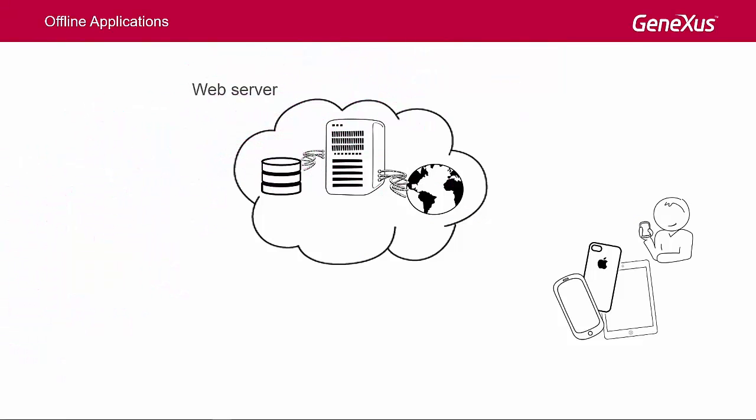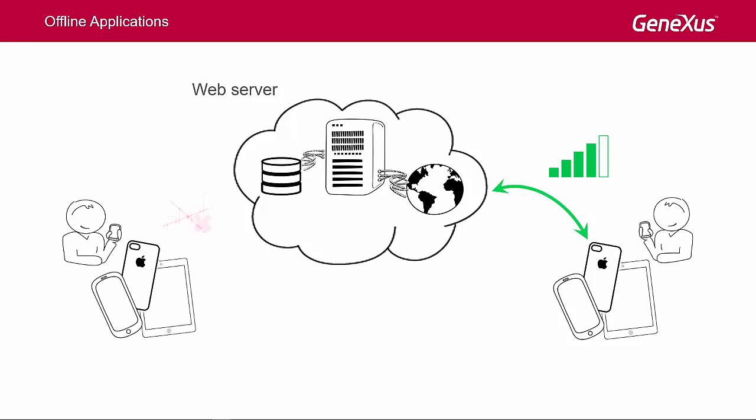So far, we've assumed that the mobile application always had to be connected to the server in order to work, accessing the REST services, and through them the database hosted on the server. However, GeneXus allows us to create mobile applications that can work partially connected or even completely disconnected from the web server. Next, we will study each case.